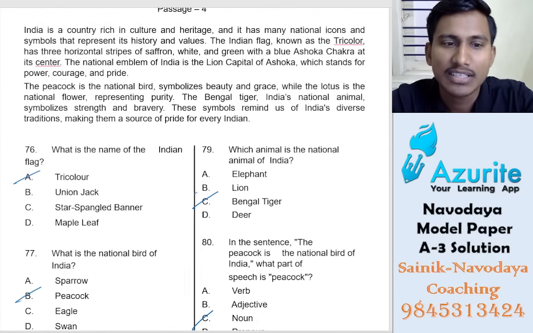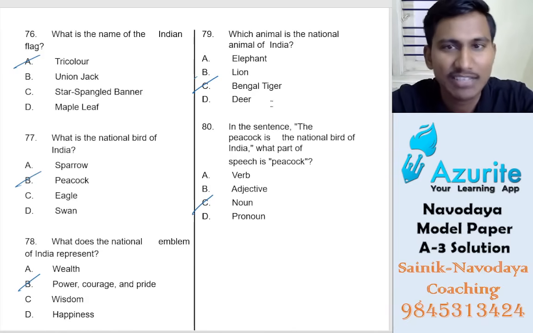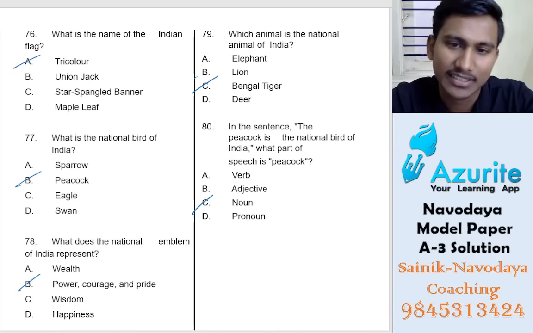Okay. Now passage 4, this is it, right? So that is 76 is A, 77 is B, 78 is B, 79 is C, 80 is C. Okay, these are very easy. Understood?